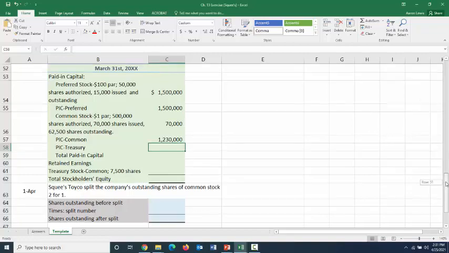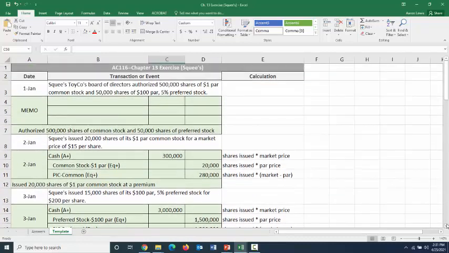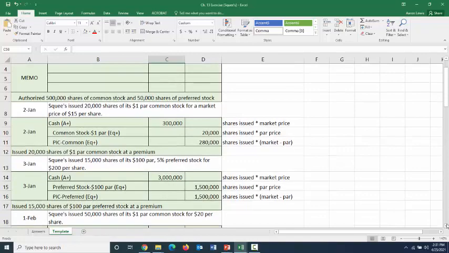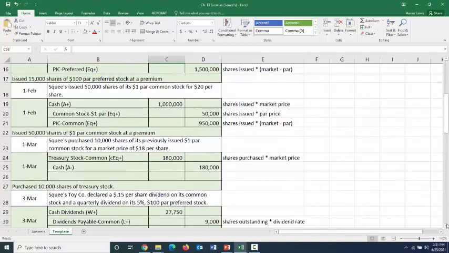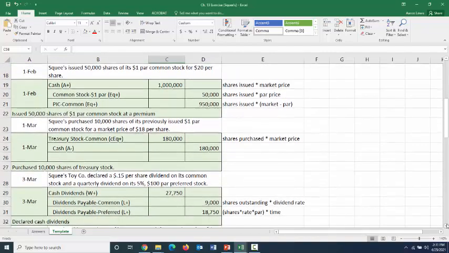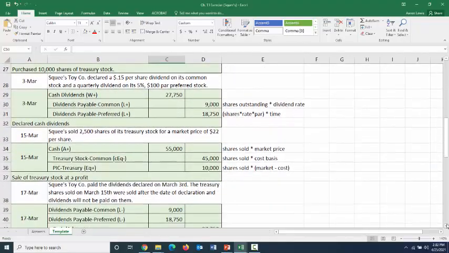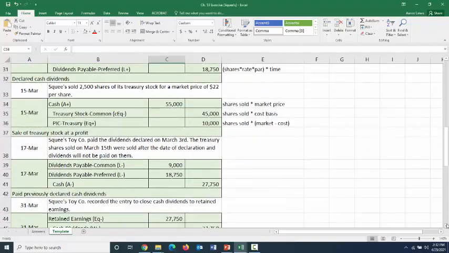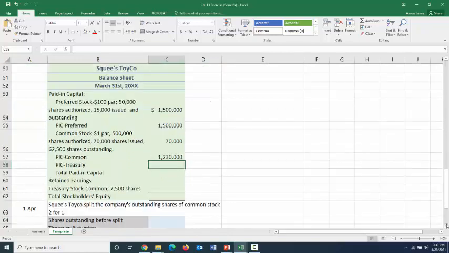And then lastly, for our paid in capital, we need our PIK treasury. So let's go through and see what entries affected our PIK treasury account. And starting from the top, we don't have any PIK treasury on the 1st of January, the 2nd of January, the 3rd of January, February 1st, I don't see any. On March 1st, we have treasury stock common, but that's not the same thing as PIK treasury. So no, March 3rd, there's no PIK treasury in that example. Oh, here we go. On March 15th, we have a credit to PIK treasury for $10,000. So the balance after that transaction of that account would be 10 grand. And our March 17th and 31st entry don't have PIK treasury involved at all. So we know the balance of our PIK treasury T account at this point is $10,000.